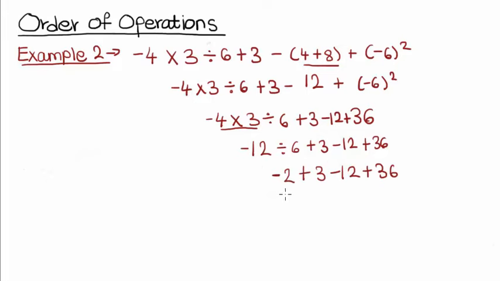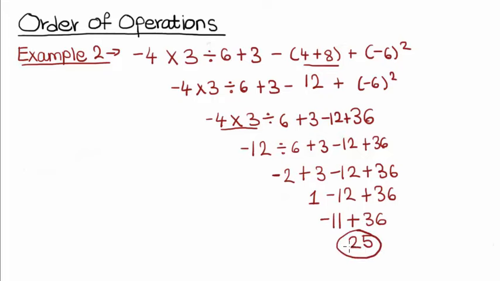Going from left to right, I know that the first thing that I need to do is perform the operation of negative 2 plus 3. That will give me an answer of 1. Now before performing 12 plus 36, the first thing that I need to do is perform 1 minus 12. So 1 minus 12 will give me a negative 11. And then finally I do negative 11 plus 36. That gives me an answer of 25.